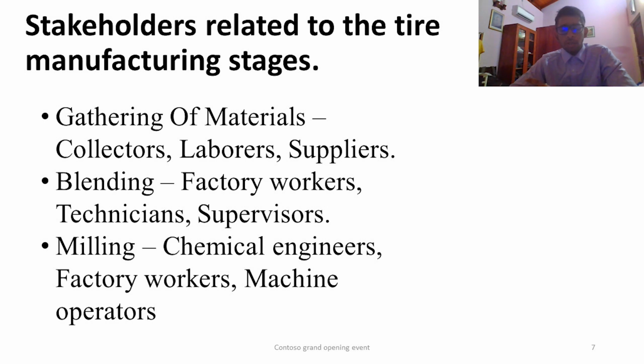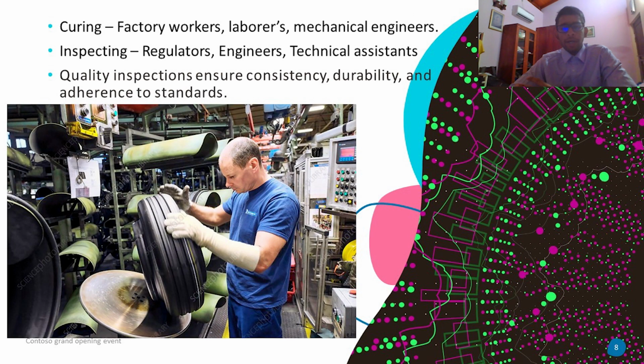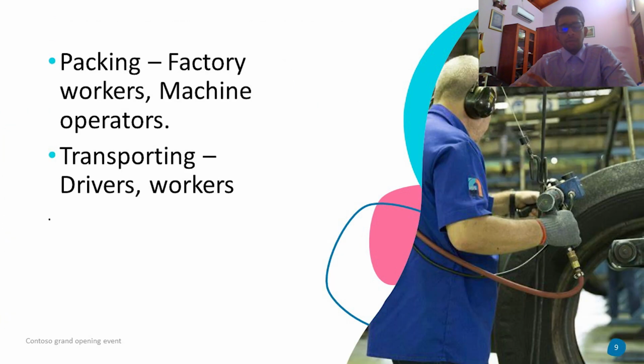Next, the most important thing we must consider is blending. For blending, mainly workers and technicians get together to collect those materials and continue the process. At the next stage, milling, the stakeholders involved are chemical engineers, workers, and many other people. Factory workers mainly get involved in all the processes during the factory stage, because they need to operate machines as well as weigh some things.